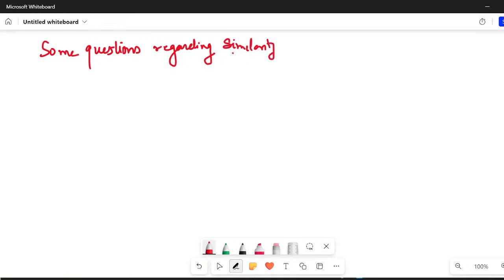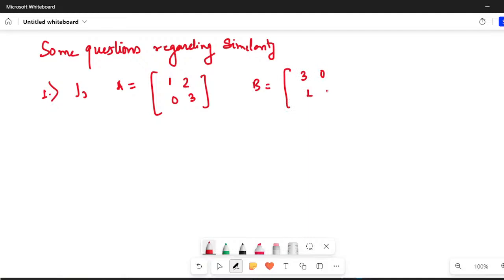The first question that I'm asking you is: matrix A is given by 1, 2, 0 and 3, and B is equal to 3, 0, 1 and 2. Are they similar? So is matrix A similar to B? So indeed it is not. Why?